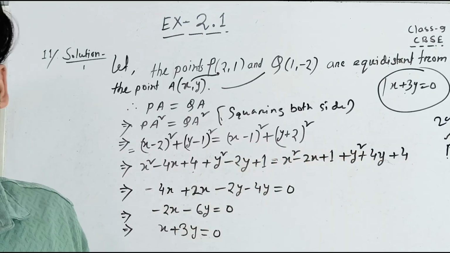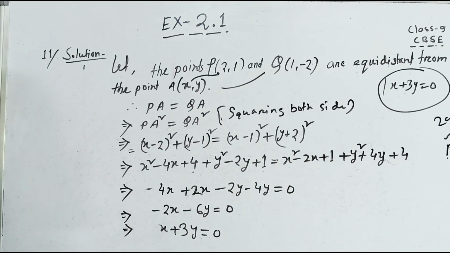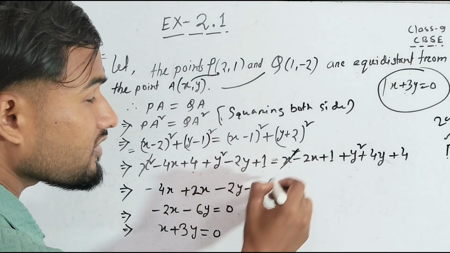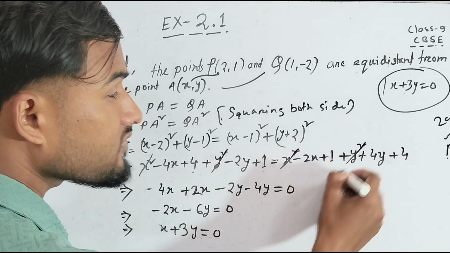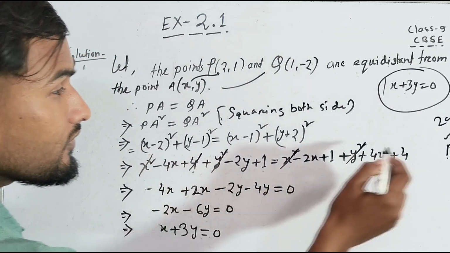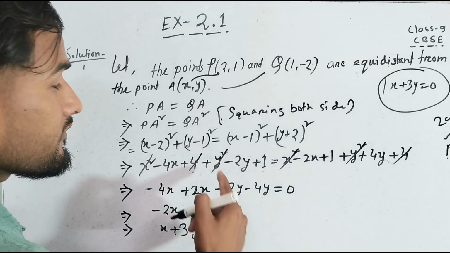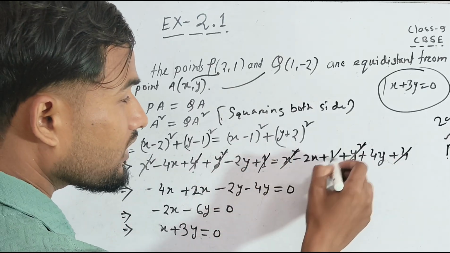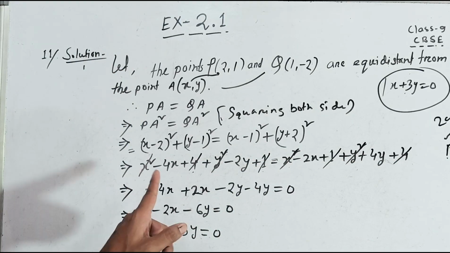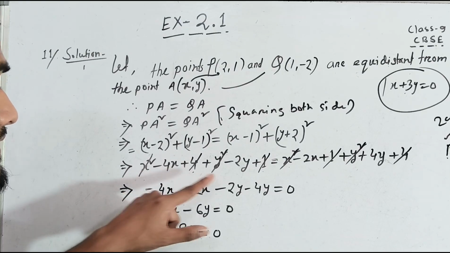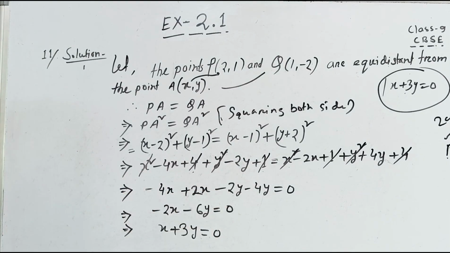Now from the left hand side and right hand side, we shall cancel the equal parts. x square and x square cancel, y square and y square cancel, and 4 equal 4 cancel and 1 also cancels. The remaining parts are minus 4x minus twice y.